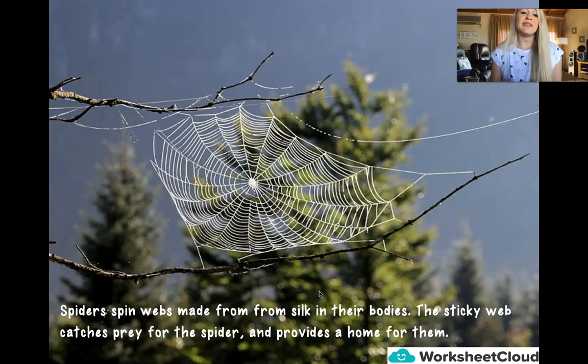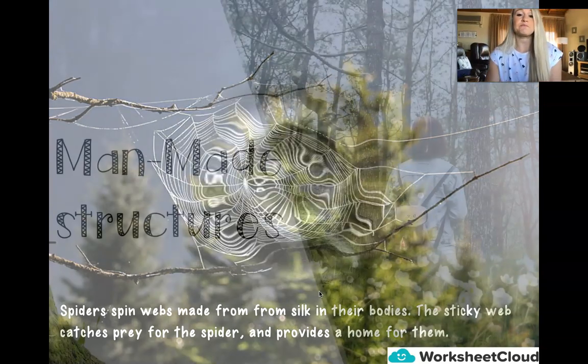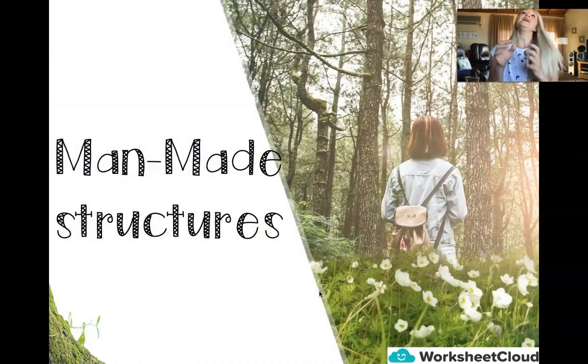The sticky web then catches prey for the spider. So a fly or any type of creature, insect or organism that lands on the web gets stuck, because the web is very sticky. It traps the prey, and the spider can then catch it. So the web is not only used as a home for a spider, it's also used to help it catch its prey.